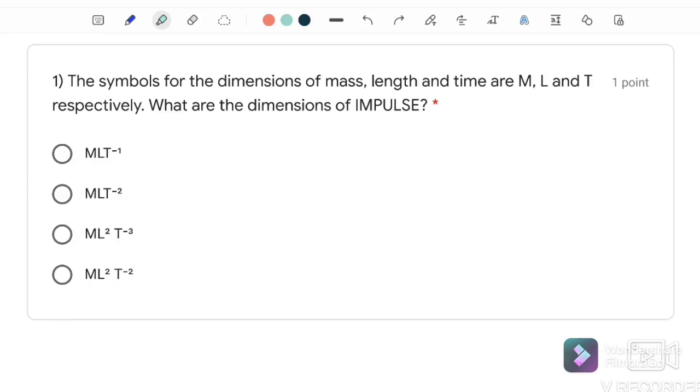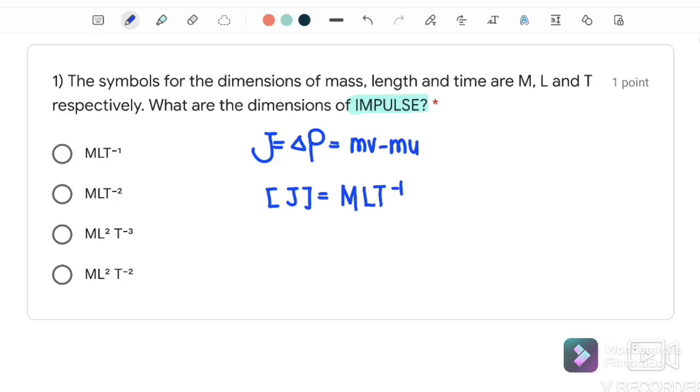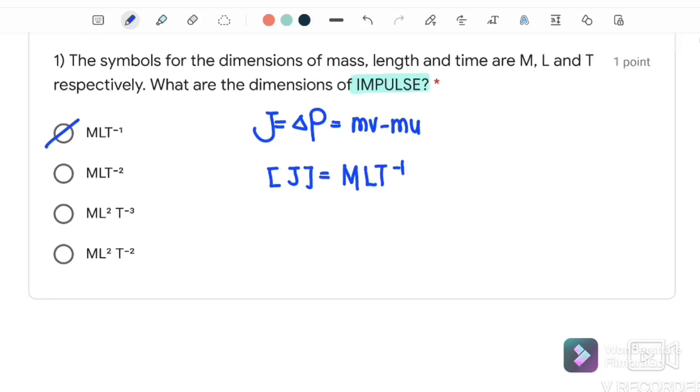The symbols of the dimensions of mass, length and time are M, L and T. What is the dimension of the impulse? We know that impulse is equal to the change of momentum, or we can write mv minus mu. So the dimension for impulse is actually mv. The dimension for mass is capital M, and v is LT negative 1. So the answer is A.